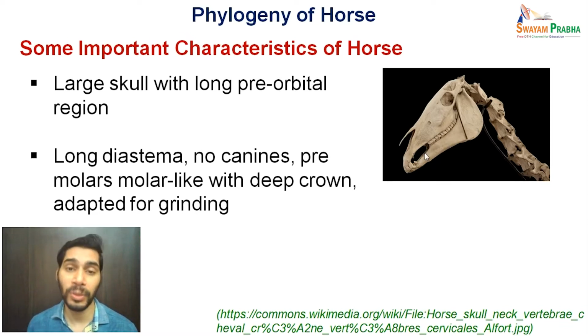There are no canines. The premolars are molariform. They are just like molars with a deep crown. The crown is the structure of the tooth which is visible from outside. So they do have a deep crown, and all these features or characteristics are adapted for grinding. All these modifications of dentition help us in the grinding process.